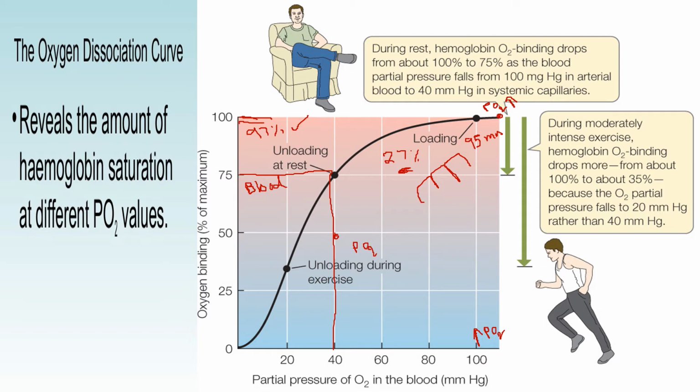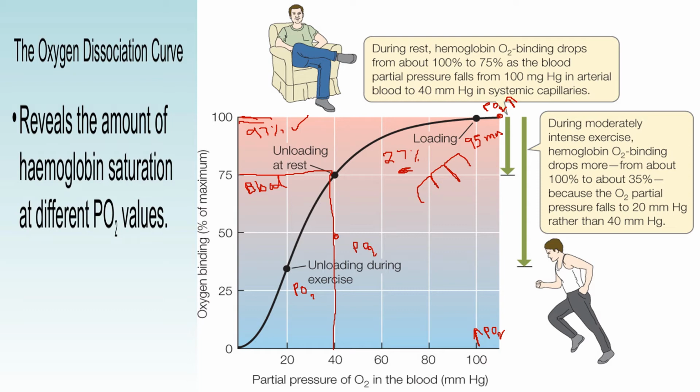Now when you consider the skeletal muscles, the partial pressure of oxygen is decreased even more, to 20 mm of Hg. As there is a drop in the partial pressure, the percentage of saturation also decreases, and that is even lower, approximately 35% saturated.